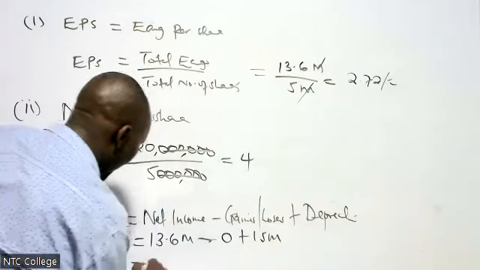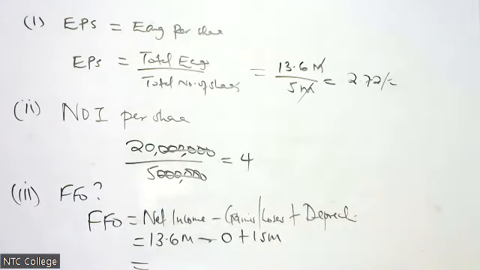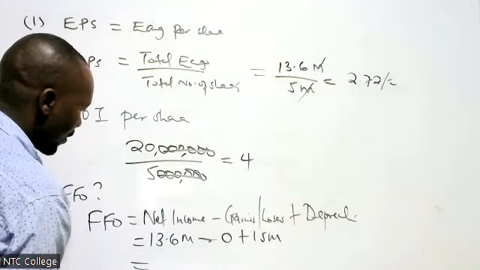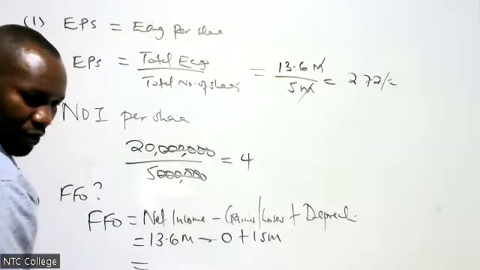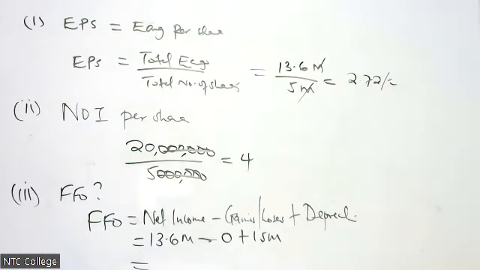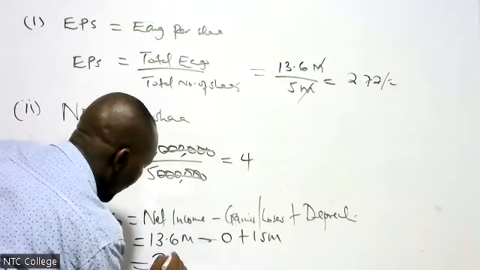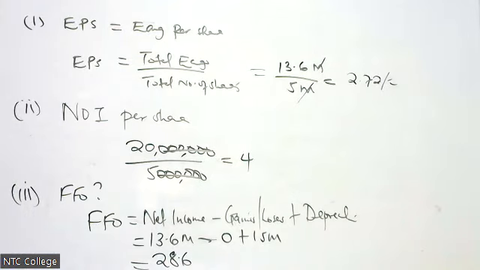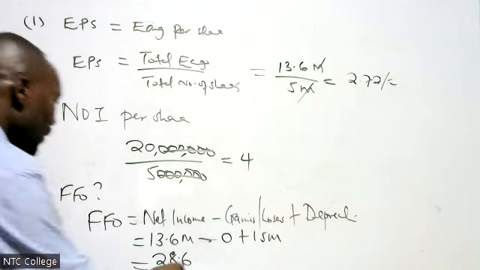So our FFO is going to be this one plus this. Was it 15 or 1.5? We're going to have 28.6. Are we together there? Isn't it easy?